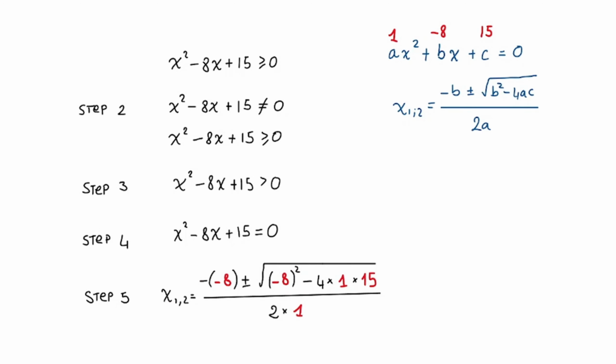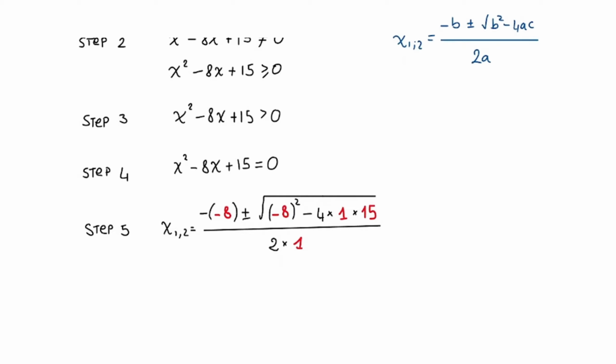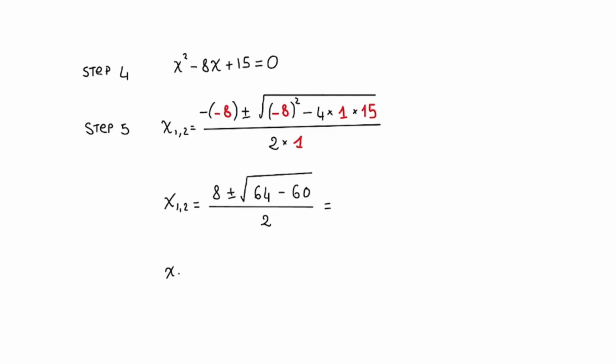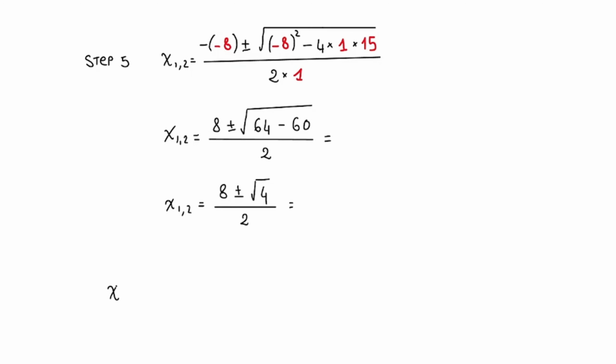Now we simplify step by step. Negative 8 becomes positive 8. Negative 8 squared is 64, and negative 4 times 1 times 15 is negative 60. So we get x equals 8 plus or minus the square root of 64 minus 60 all over 2. That gives x equals 8 plus or minus the square root of 4 all over 2. The square root of 4 is 2.